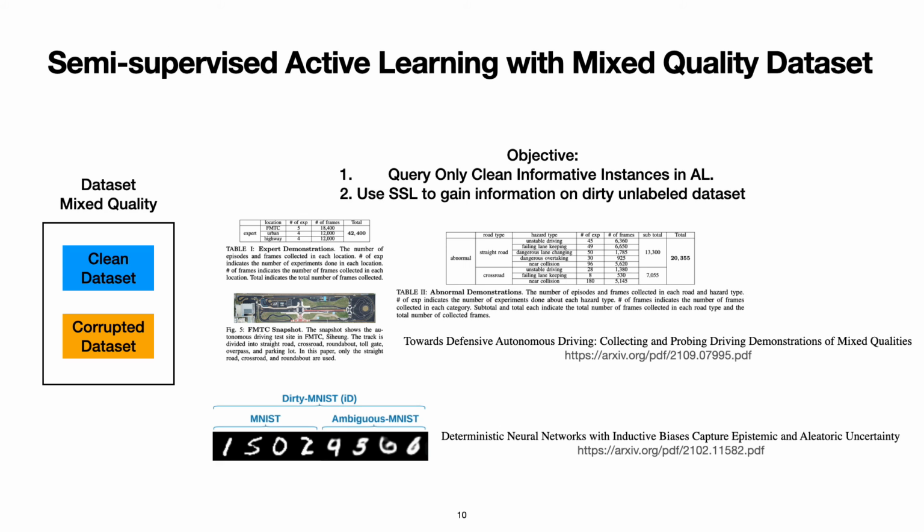From these four papers, I propose semi-supervised active learning with mixed quality dataset. The objective of this project is twofold. First, to query only clean informative data in the active learning framework, and use semi-supervised learning method to boost up active learning. I am planning to evaluate on two mixed quality datasets. First one is Dirty MNIST from DDU as introduced, and the R3 dataset from this paper. R3 dataset contains both normal expert driving data and negative aggressive driving data.